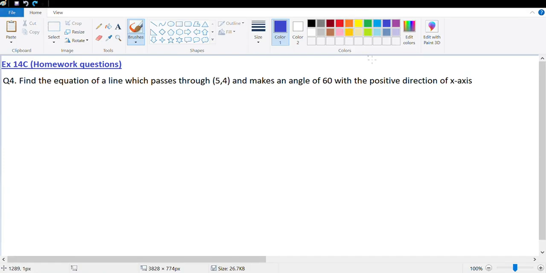Hi guys, let's look at the homework questions of exercise 14C. But before we start, let's quickly revise the concepts that we've done.